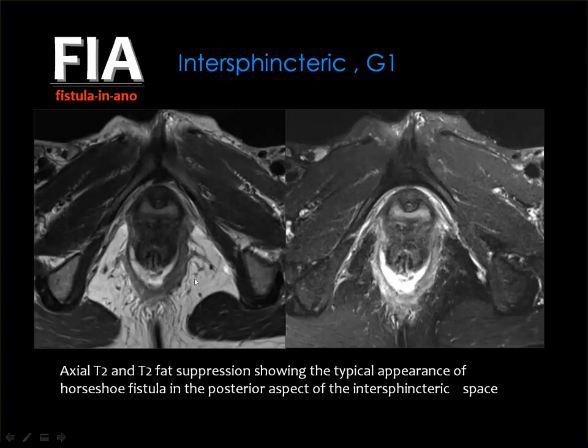This is not considered a branch of the fistula, because if there is a branch, then this will move the grading from 1 to 2. But the horseshoe is not considered a branch. Then, without contrast injection, you may not be able to identify if this fistula has an abscess formation or not.